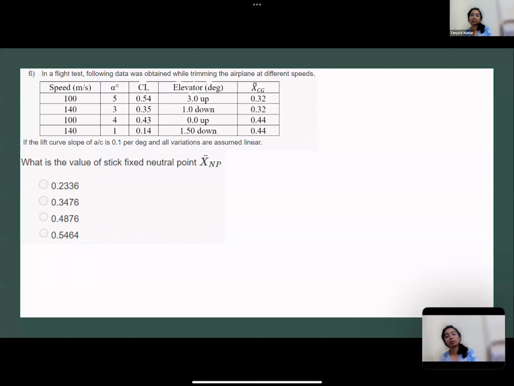The difference between stick fixed and stick free will come in the next week. But as of now, what is the value of the neutral point? How will we go about doing this? I believe the solutions have been uploaded, so you should be able to see it. But let's solve this for this class. I'll give you a couple of minutes to try and come up with the process. We'll solve it together, but just let me know how to start.